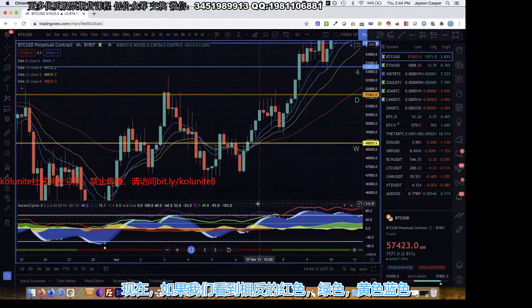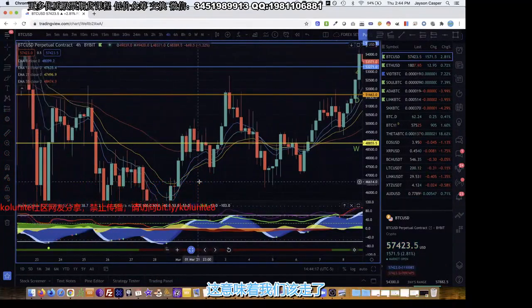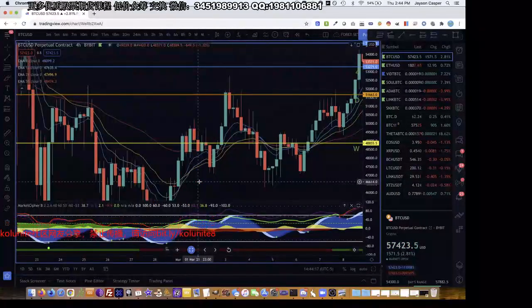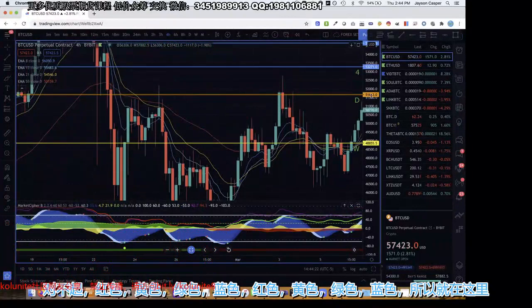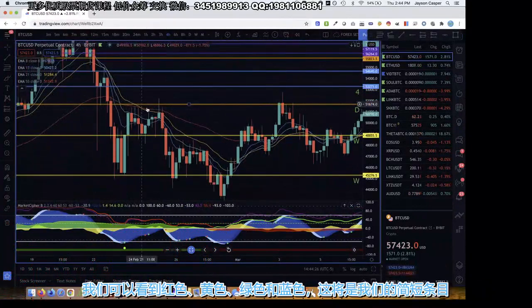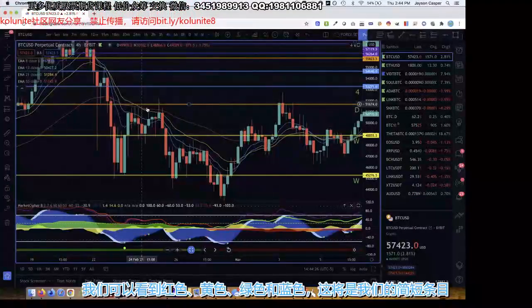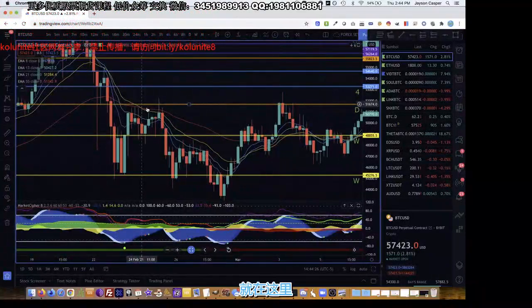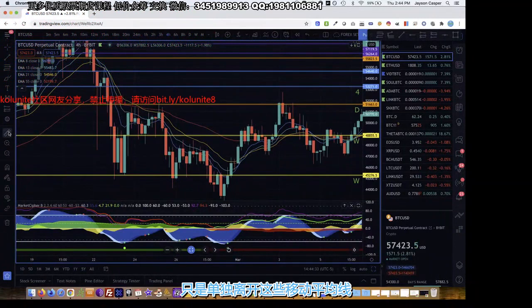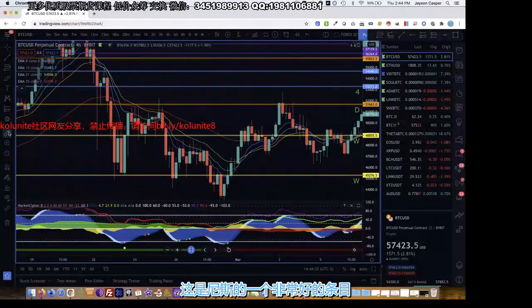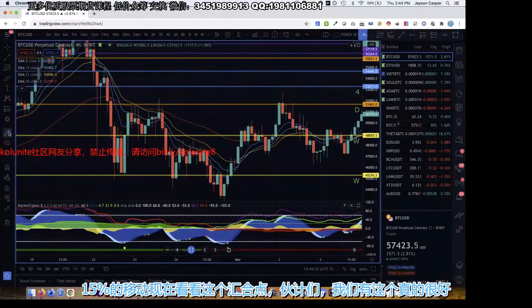Now, if we ever see the opposite, red, green, yellow, blue, that means we should go short. Now, the cool thing is, red, yellow, green, blue. So right here, we can kind of see red, yellow, green, blue, and this would have been our short entry right here, and that would have been a really nice entry. Just going off these moving averages alone, that's a really nice entry, a nice 15% move.